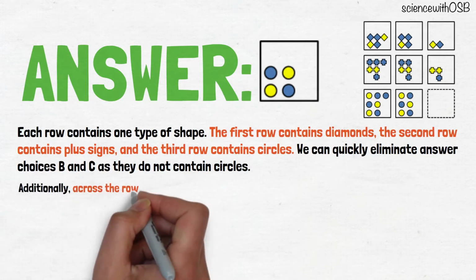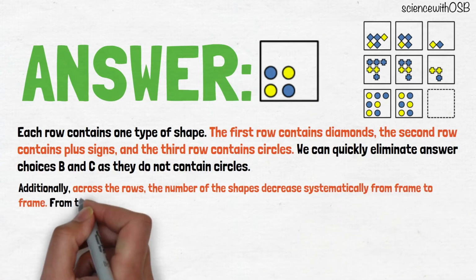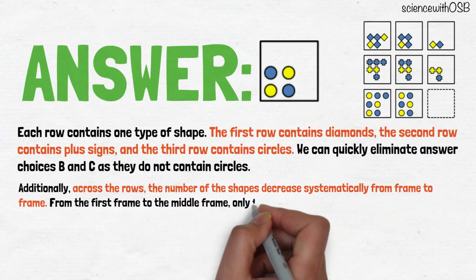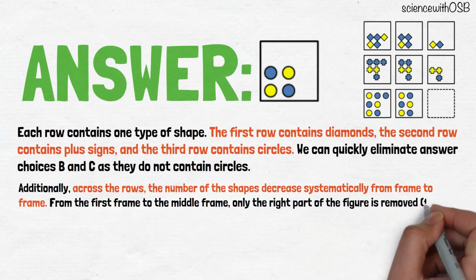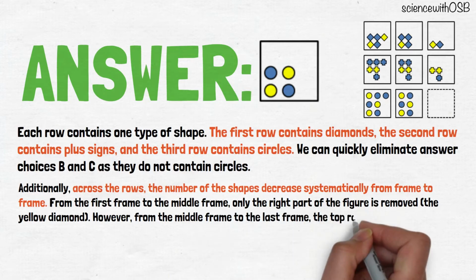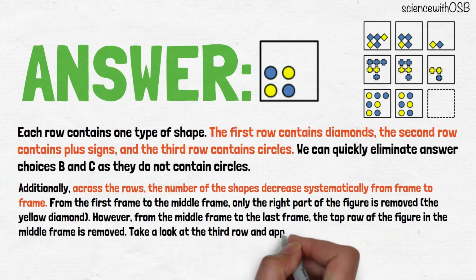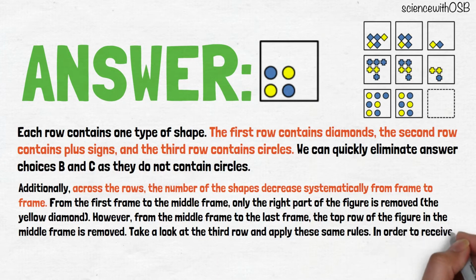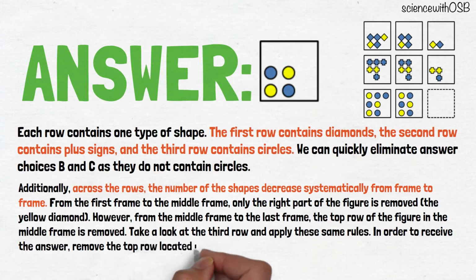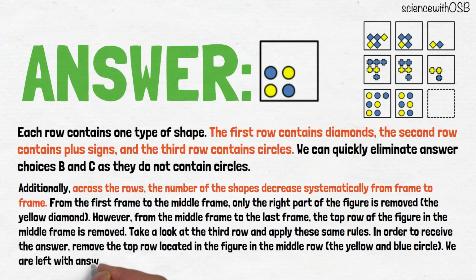Additionally, across the rows, the number of shapes decrease systematically from frame to frame. From the first frame to the middle frame, only the right part of the frame is removed, that is the yellow diamond. However, from the middle frame to the last frame, the top row of the figure in the middle frame is removed. Take a look at the third row and apply these same rules in order to receive the answer. Remove the top row located in the figure in the middle row, that is the yellow and blue circle. We are left with answer choice D as the correct answer.